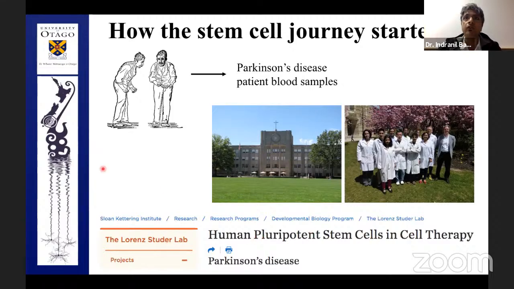So what he was doing was generating some mouse and rat models of Parkinson's disease, and he was replacing the defective neurons from the brain with pluripotent stem cell derived healthy neurons. His data showed that it improved the conditions and the symptoms. It did not cure the disease, of course, but it treated the disease well.